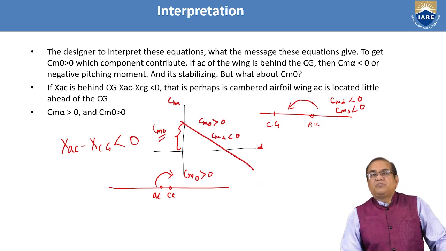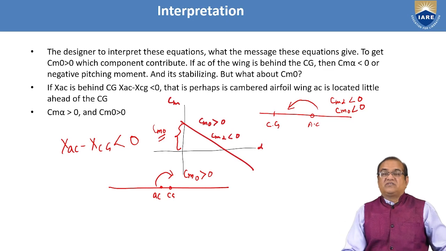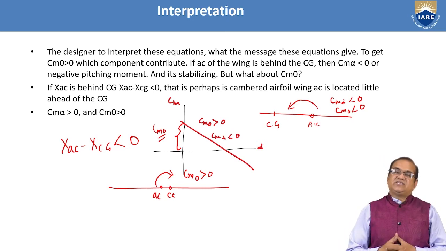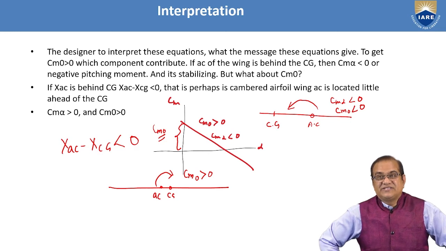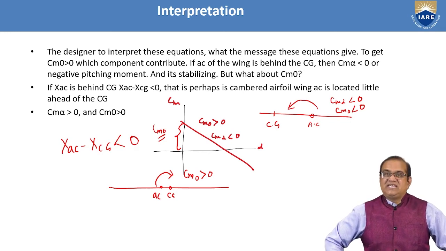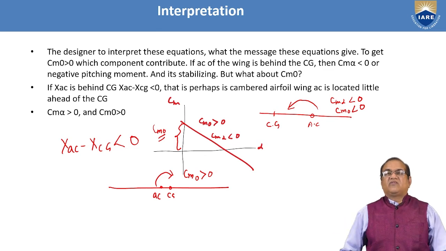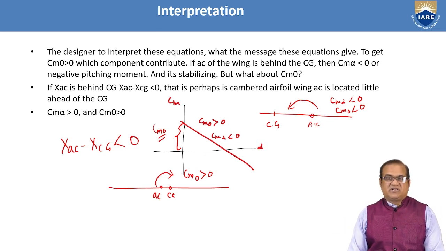That is why we put the cambered airfoil for the wing, because our intention is to get this CM naught greater than 0. You won't see any main wing of the aircraft that is symmetric, but for the horizontal tail or the vertical tail, you will get most of the time symmetric. But the main wing of the aircraft will always be cambered in such a way that the aerodynamic center is a little ahead of the center of gravity, so that a nose up tendency is maintained and CM naught is positive.